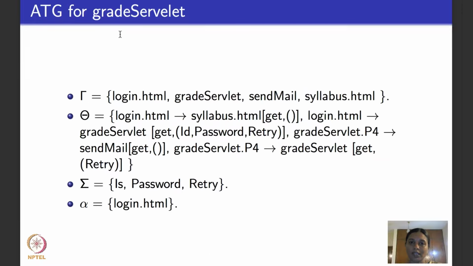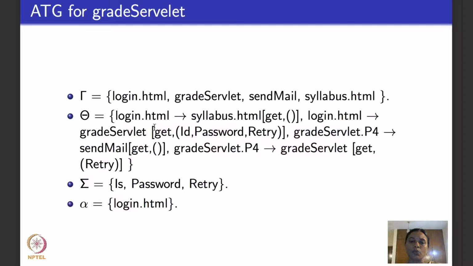So in the Great Servlet example, there could be 4 different web files. Login.html, whose code I didn't give you. Let's say it's a static website that just has a form. Great Servlet, whose code we saw. Send mail, whose code I didn't give you, but let's say it's similar to the Great Servlet in the sense that it picks up the email ID from the database and sends an email. And then there is another static page, let's say syllabus.html.